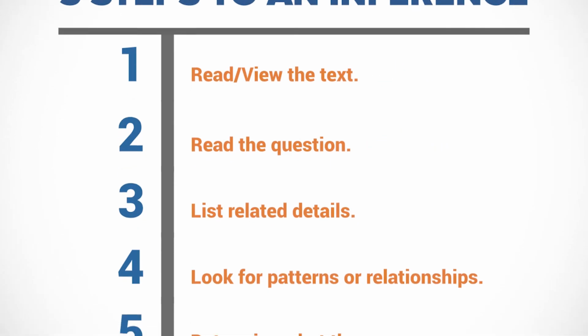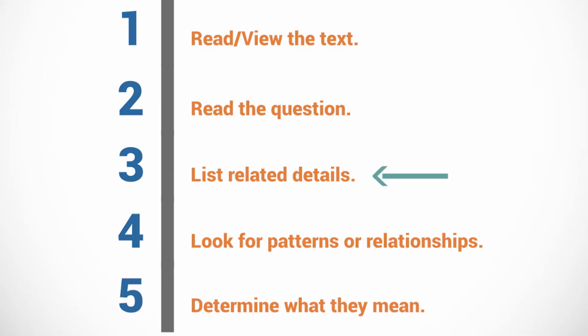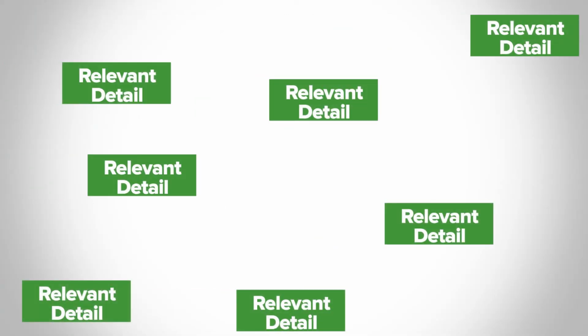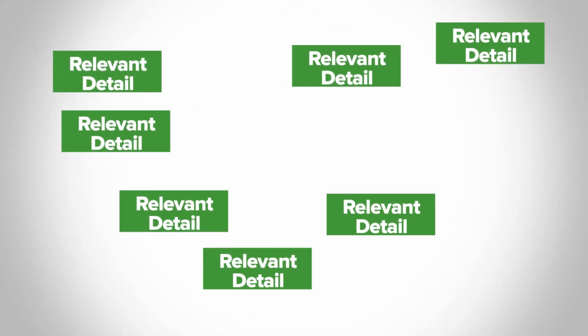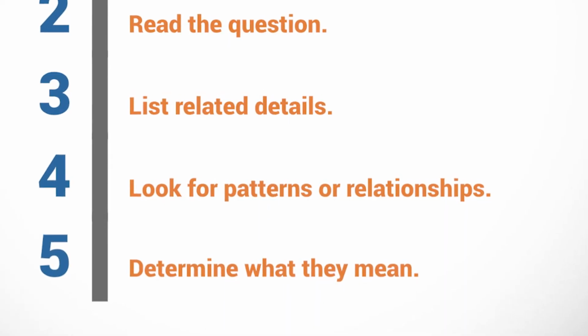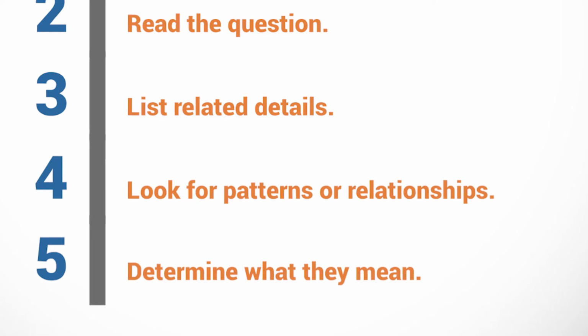But then they need to list the relevant or related details, the details from the text that would help them to make the inference eventually. That step 3 is huge. Then they need to think about what they mean, the patterns, the relationships, how they go together. It's this thinking in step 4 that ultimately leads them to the inference.